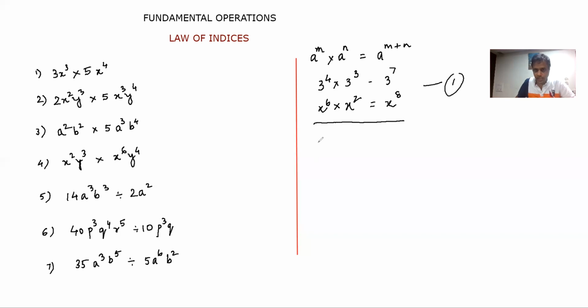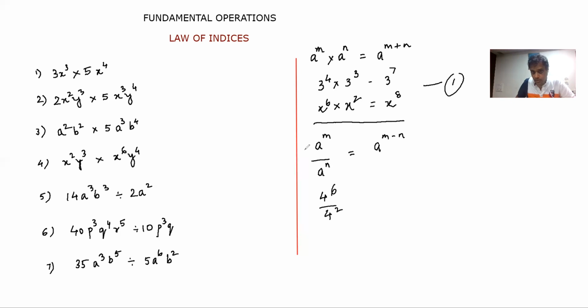Now, what is the second law? Second law is the law of division. Number to the power m divided by the same number with a different power. How should we solve it? The law says same number, take the denominator and reduce it from the numerator power, which means m minus n. This is the answer.